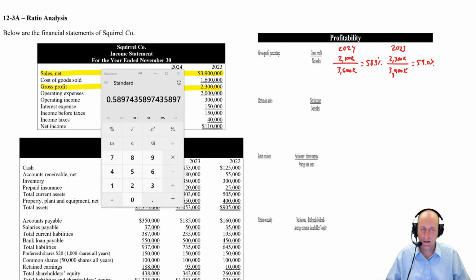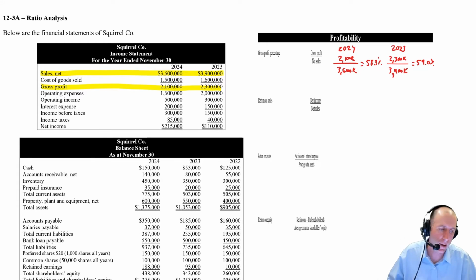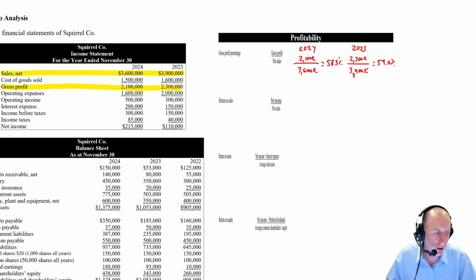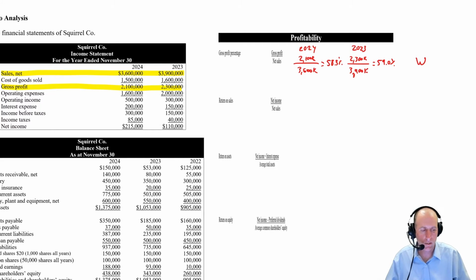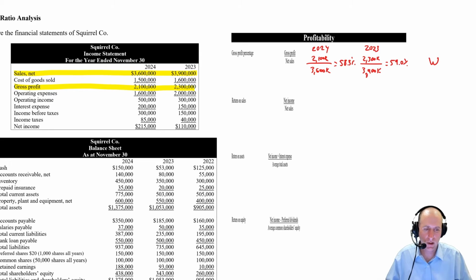This is a key number, though. Apple will always tout this in their earnings call, their profit margins. They're always looking for higher markup items. And in this case, we got a little bit worse, didn't we? We are marginally less profitable.